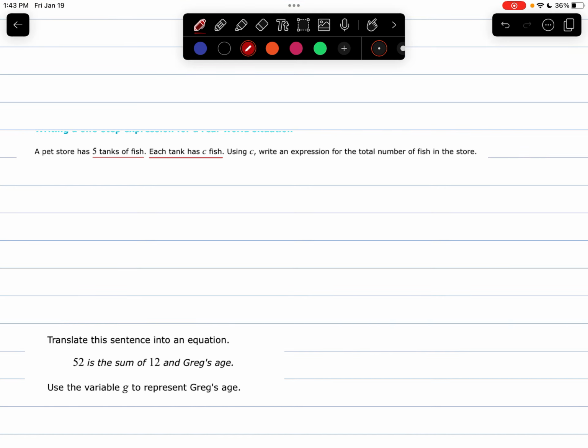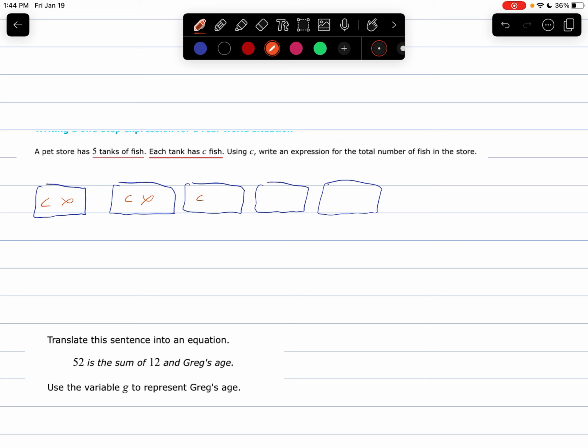So if you're struggling with trying to visualize this, we can draw 5 tanks of fish. Okay? 3, 4, 5. These are wonderful tanks of fish here, okay? And we have C fish, okay? So we can say there are C fish. So there's C fish in each of these, right? Okay, there's C fish in each of these, okay?